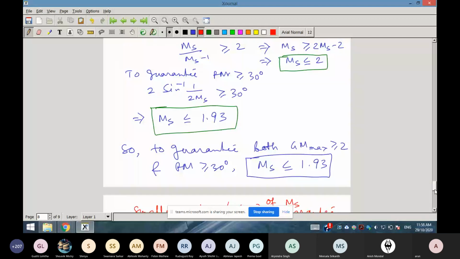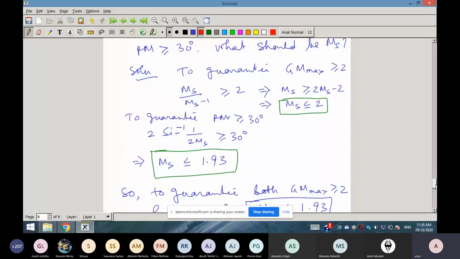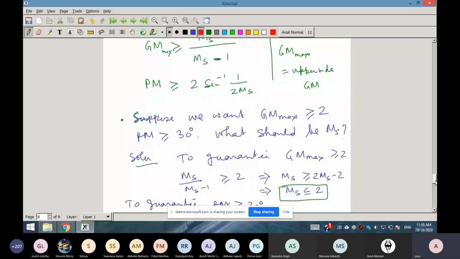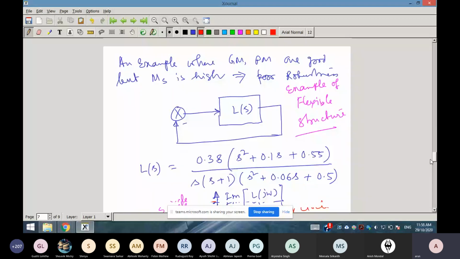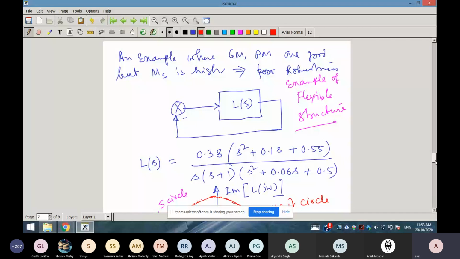Sir, could you say, in the system diagram which you had drawn below with L(s), why are we not considering any input or output in this discussion? Because in the robustness analysis, this is a linear system, so only the loop transfer function matters. Only the loop transfer function is enough. We do not need to consider any input output for robustness study.